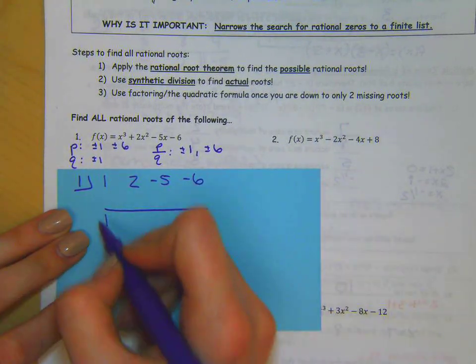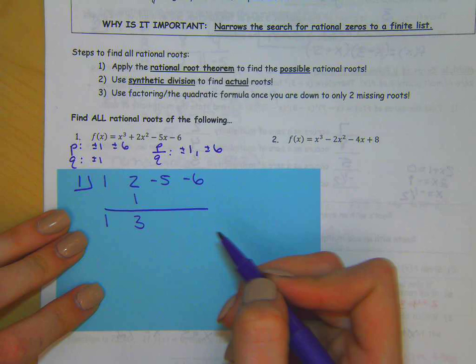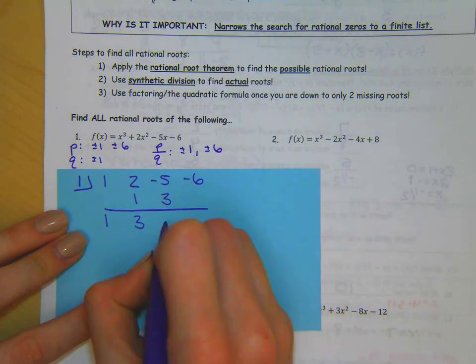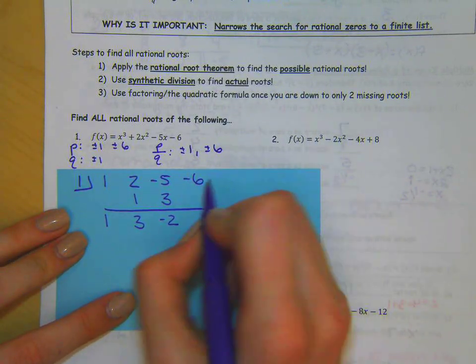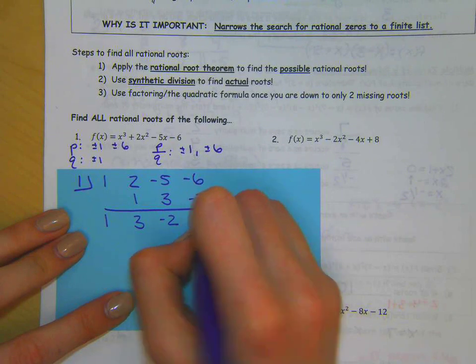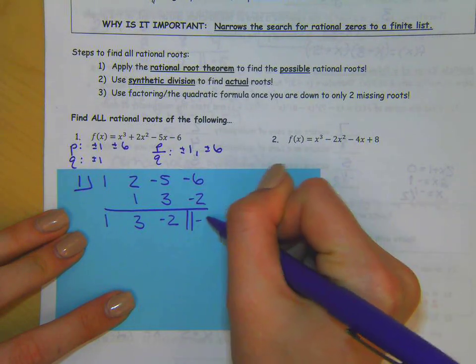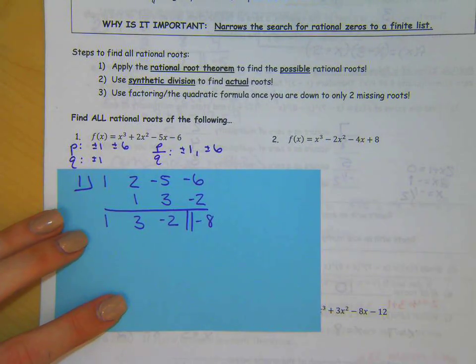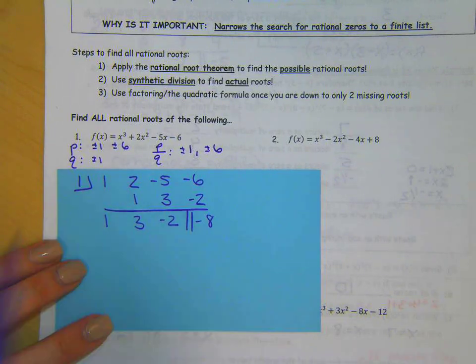So I bring it down. I multiply. Then I add. Then I multiply. Then I add. And then I multiply. All right, so I end up with a remainder of negative 8, so 1 is not a zero.